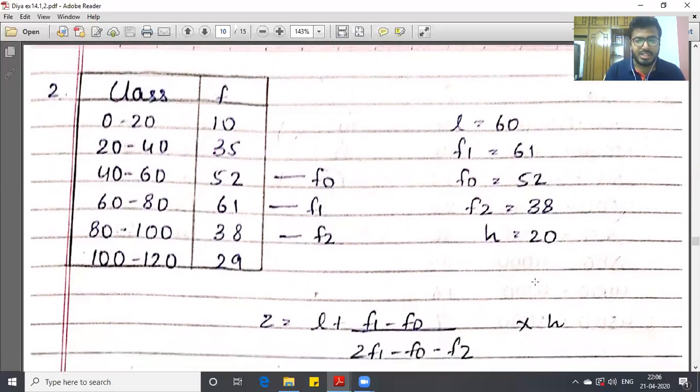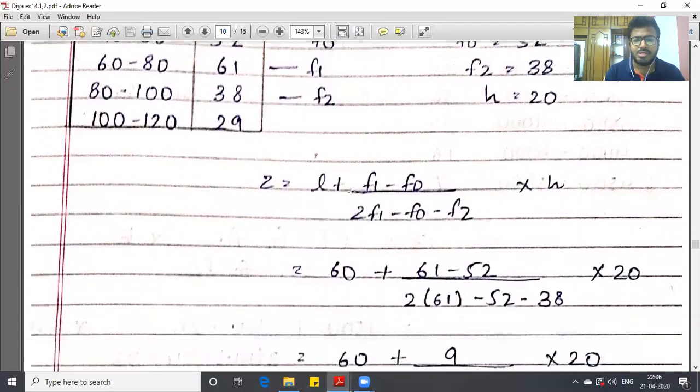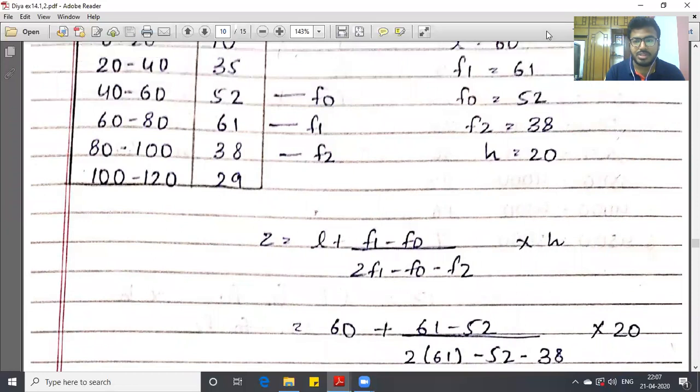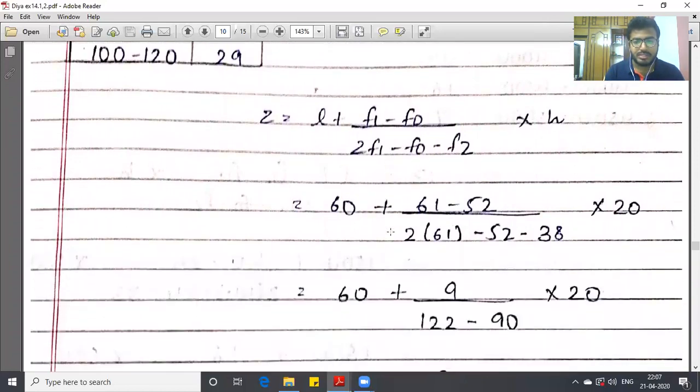Then you're just substituting into the formula: Z is equal to L plus (F1 minus F0) upon (2 into F1 minus F0 minus F2) into H. Okay, now put a bracket also, that is also good. So 60 plus (F1 minus F0), substituting the values. F1 is 61, F0 is 52, then 2 into F1, so 2 into 61 minus F0, which is 52, and minus F2. F2 is how much? 38, into H. H value is how much? 20. So hope you got that.